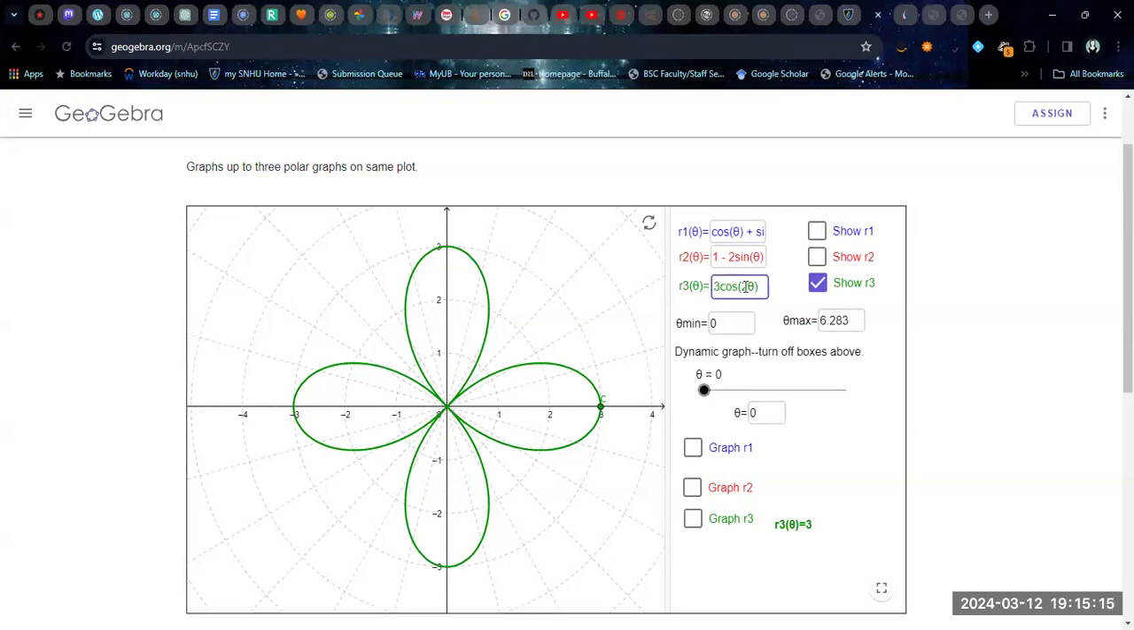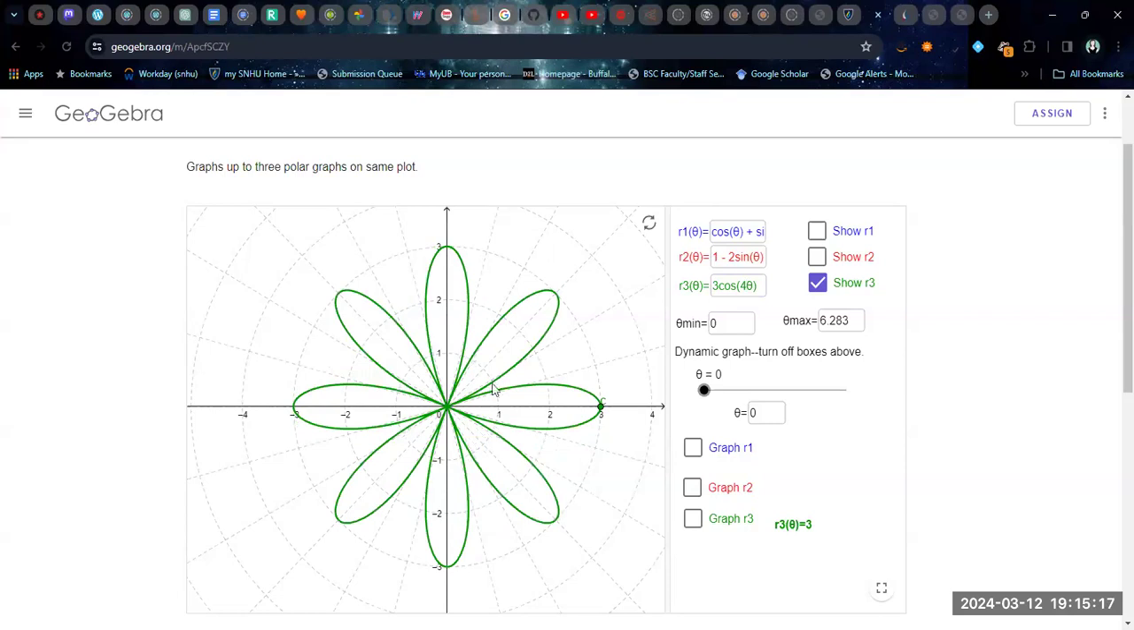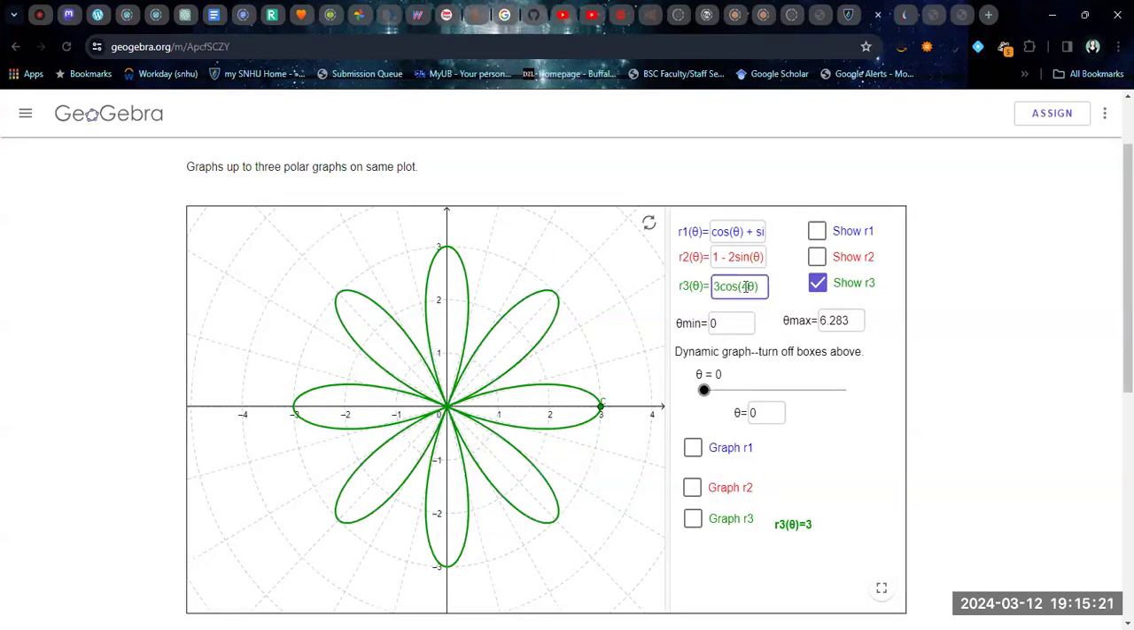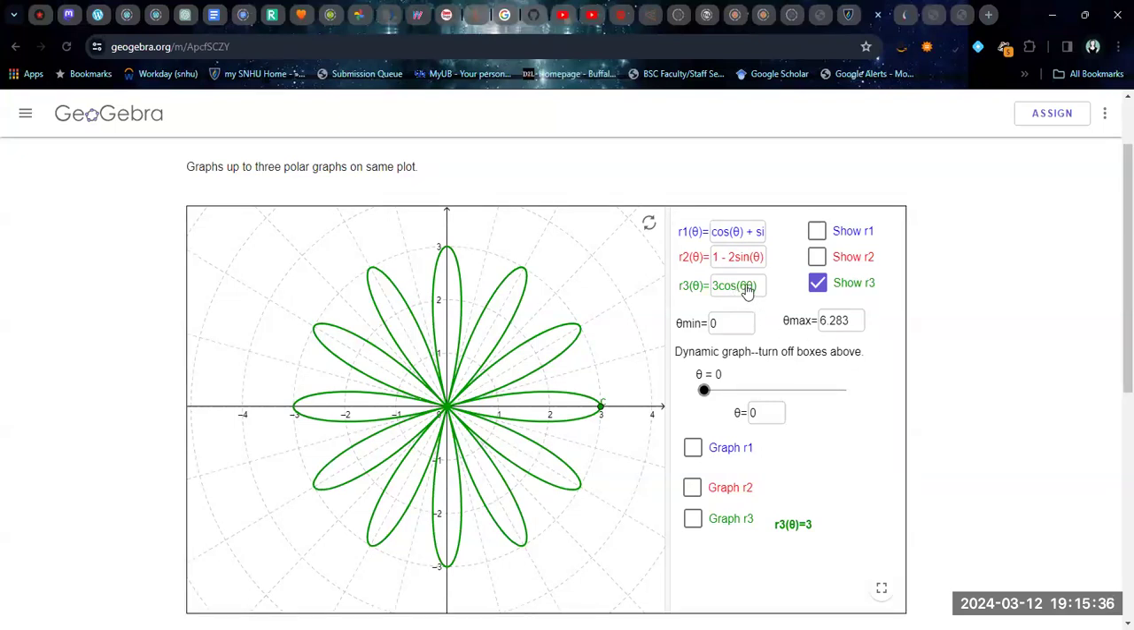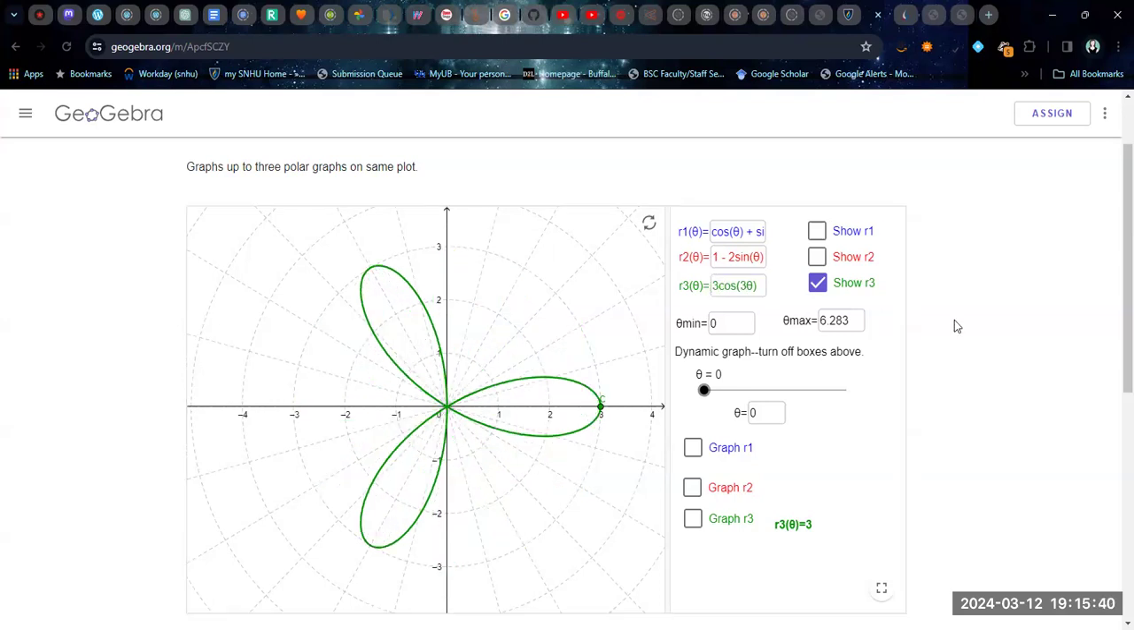And as long as I stick with even numbers, then I will get twice as many petals as I have multipliers of my theta. So when I had a 2 theta, I had 4 petals. If I have 4 theta, I have 8 petals. And if I make this 6 theta, I have 12 petals, and so on and so forth. If I don't have an even number, however, if I have an odd number, then I only get exactly the number of petals that I have multiplied by theta.